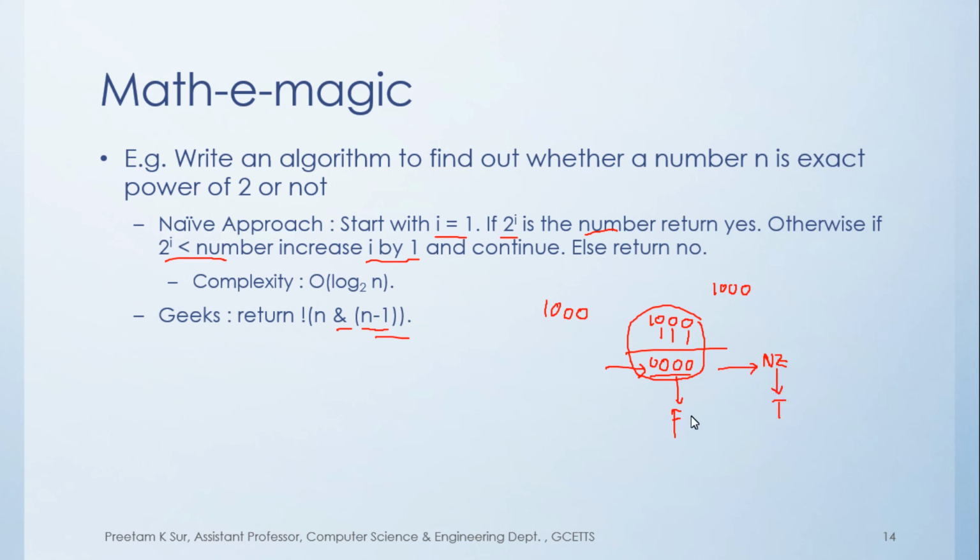But what we have to return is that whenever it is an exact power of 2, we have to make it true, and whenever it is not an exact power of 2, we have to make it false. So we are just adding a not in front of it. So return not n AND n minus 1. You can now see that this is going to take order of 1, in place of order of log n. So again, mathematics has the power to reduce drastically the complexity of your program.